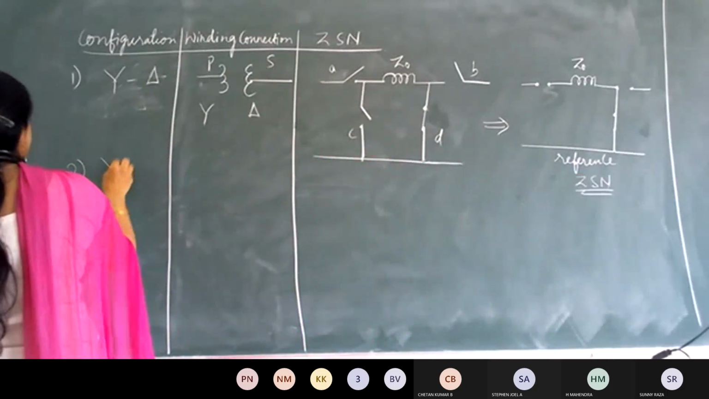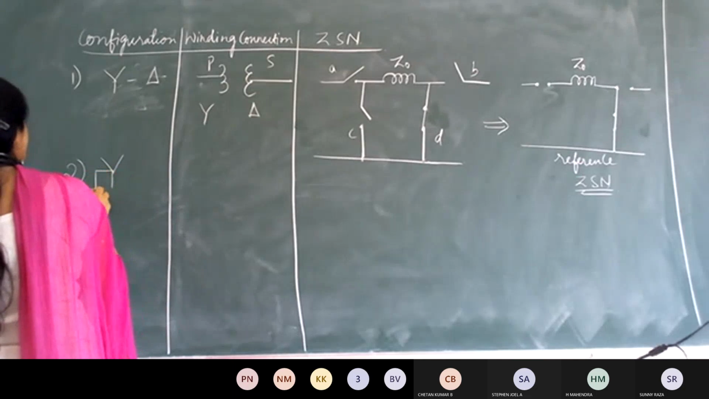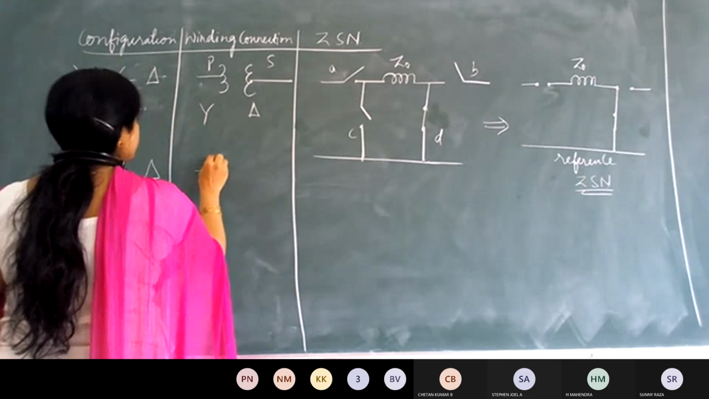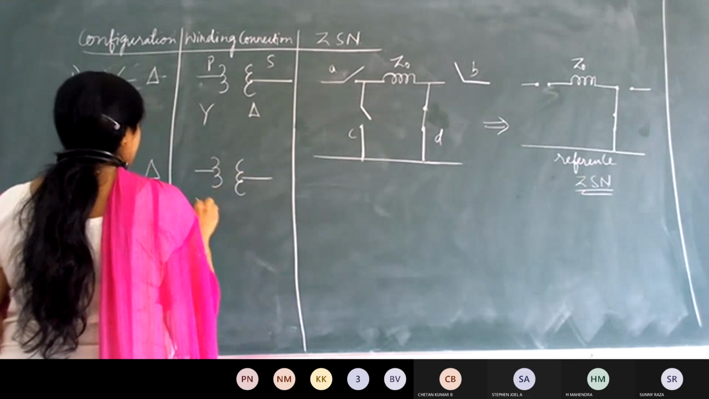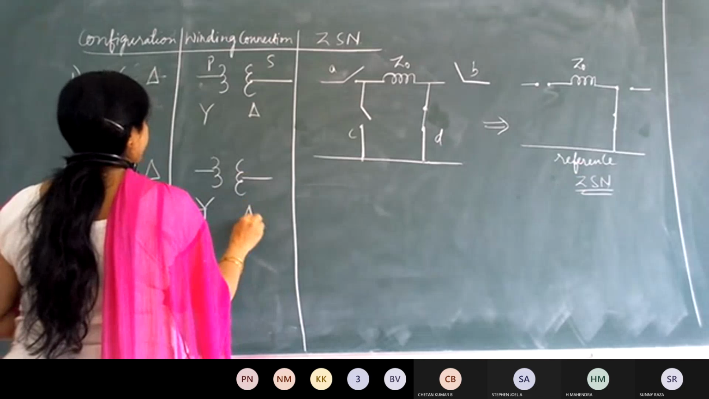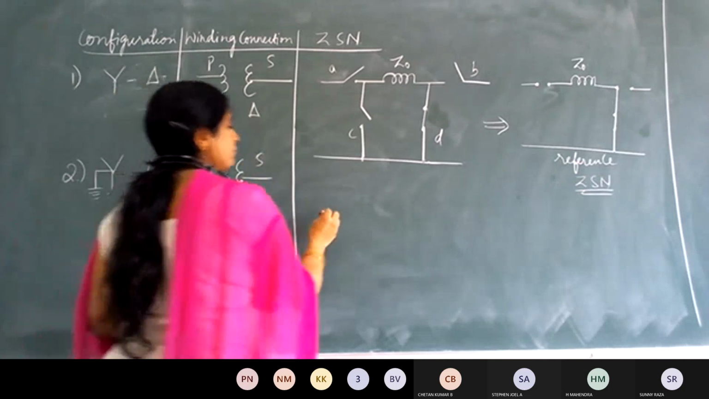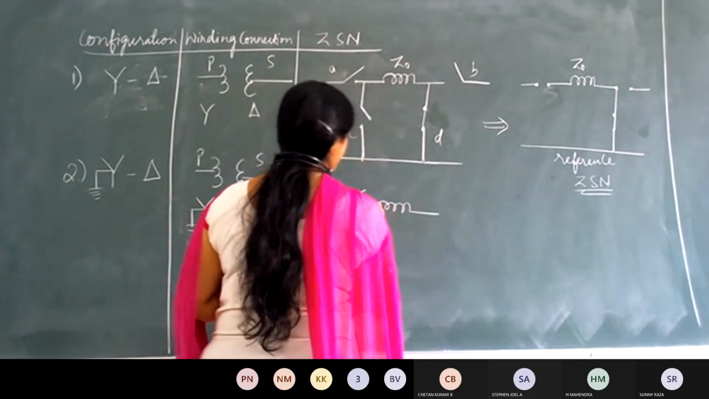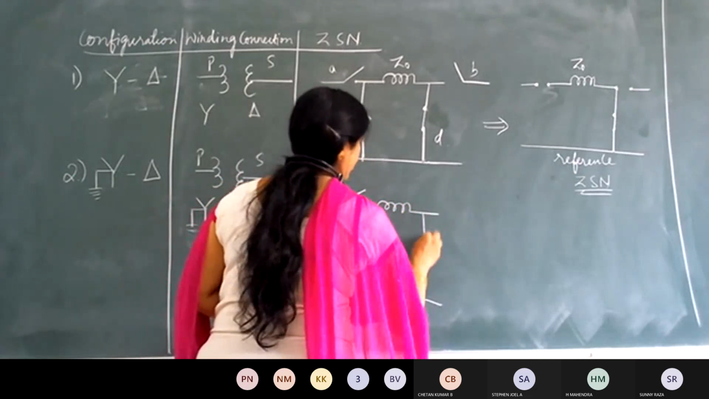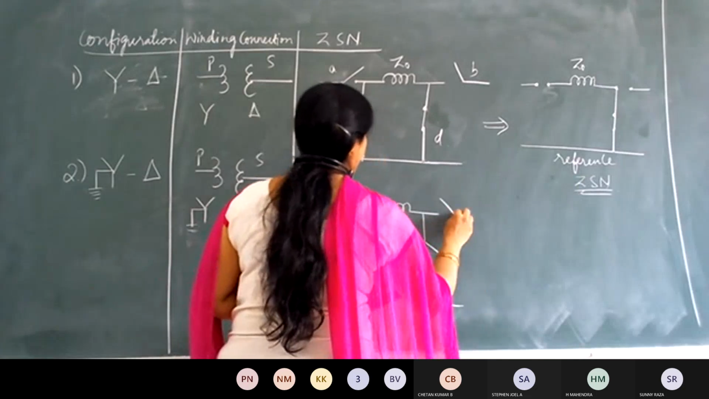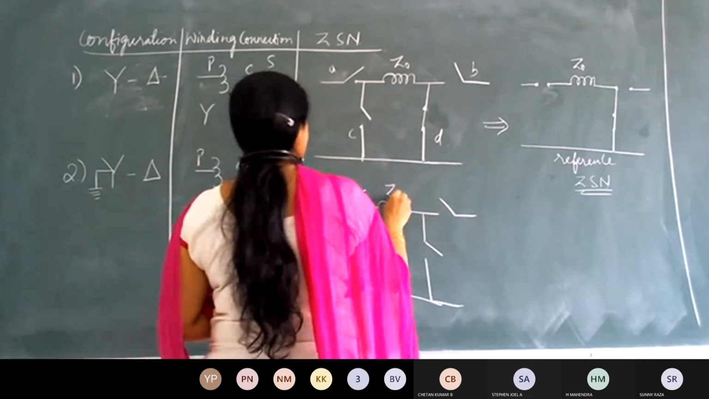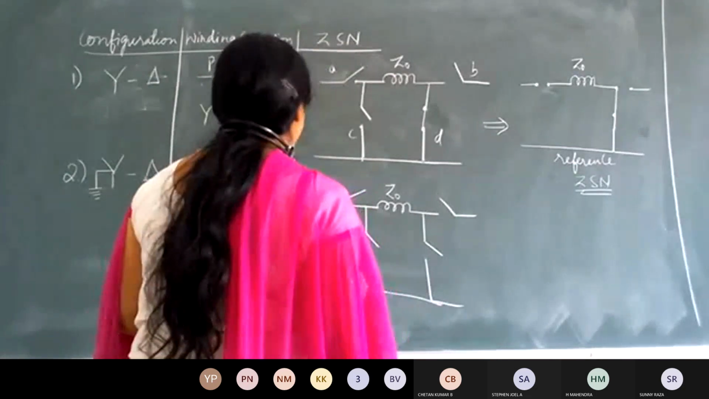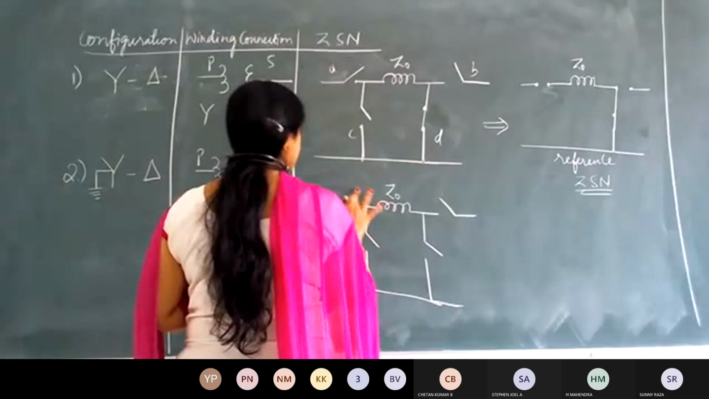So, let us take the next configuration as star with a neutral solidly grounded on the primary, and on the secondary it is delta connected. So what is the winding connection? This is the winding connection there. Then what will be the network there? First get the general circuit, I told you the procedure. Okay, this is the general circuit, this is Z1. So now since on the primary, what type of configuration do you have? Star with a neutral solidly grounded. Which switch has to be closed here?